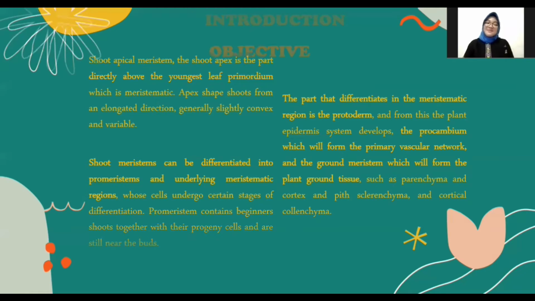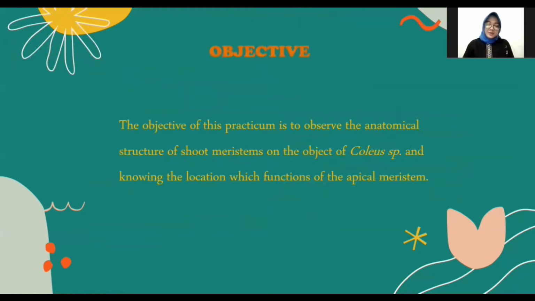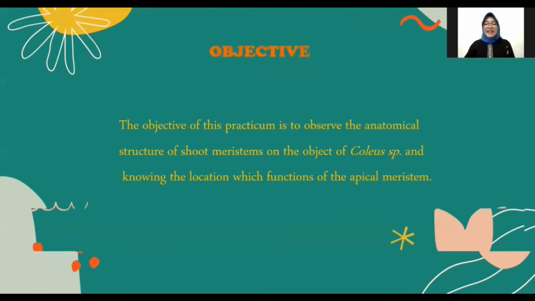Next, the second point, what is the purpose of implementing this practicum? The objective of this practicum is to observe the anatomical structure of shoot meristem on the object of Coleus sp. and to know the location and function of the apical meristem. Next.